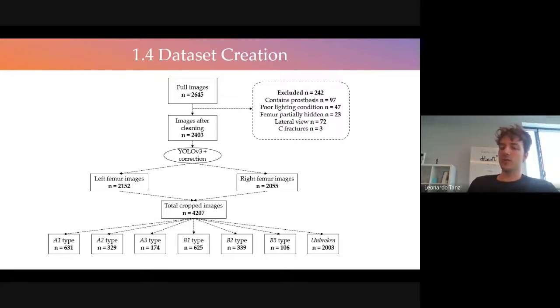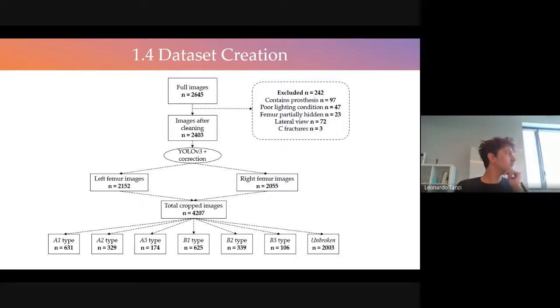Then we divided, of course, in the different subclasses, and as you can see, the first thing that you can notice is the strong imbalance of this dataset. The unbroken class has 2,000 images, while, for example, the B3, that is one of the rarest, just 100 samples. And this is the thing that I'm going to discuss in the limitations at the end of this presentation.